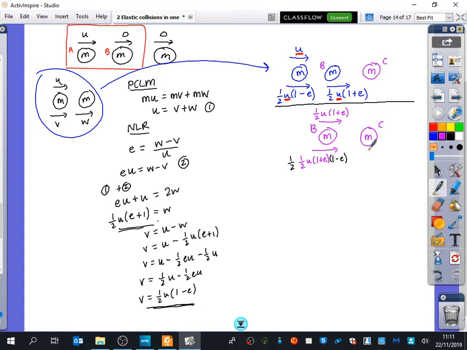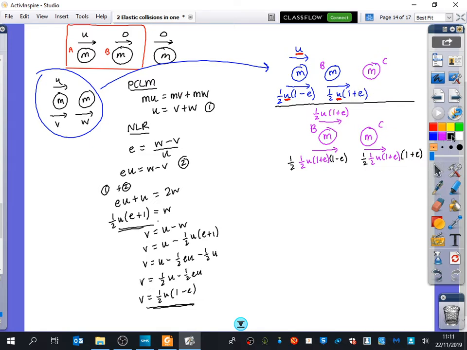And then we're going to have a look at what C is over here. Well, we know that there's still going to be the half from the previous bit. The u, though, is whatever this u was here, which is a half u, 1 plus e. And then we've also got the 1 plus e, which is from this bit that we've got here.